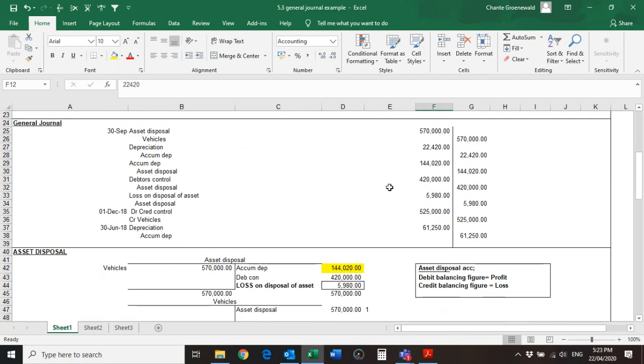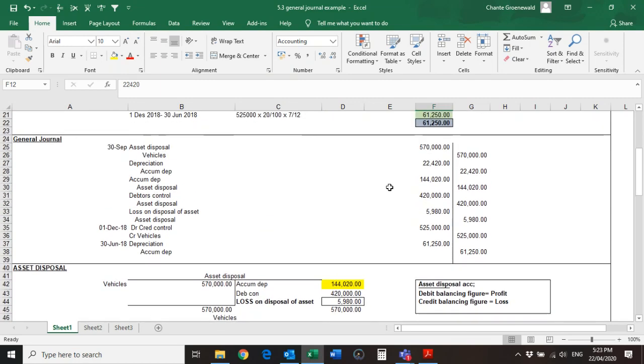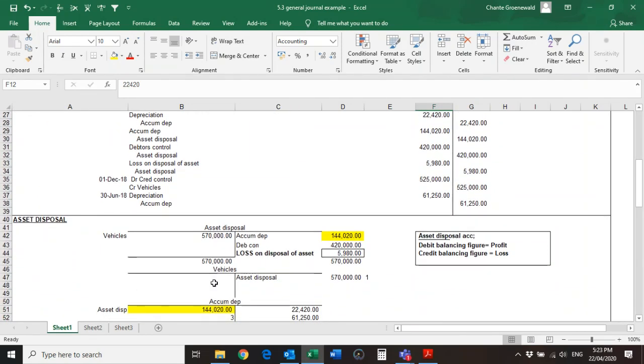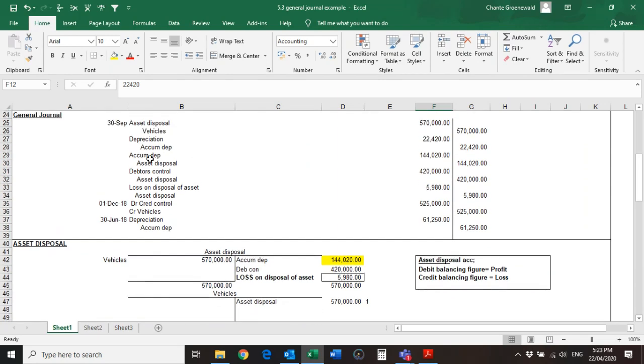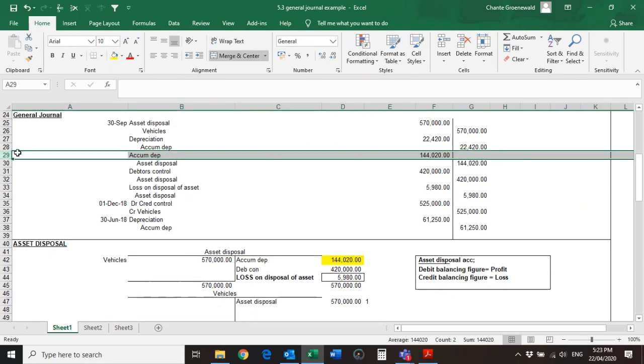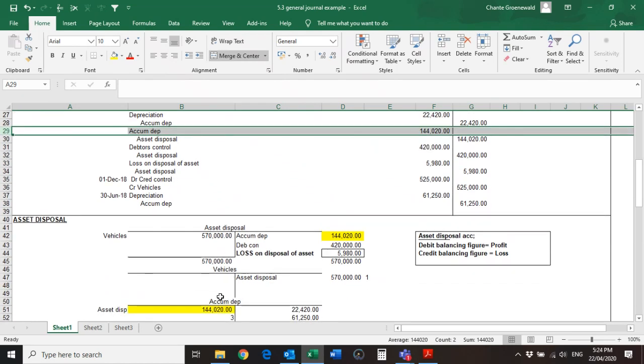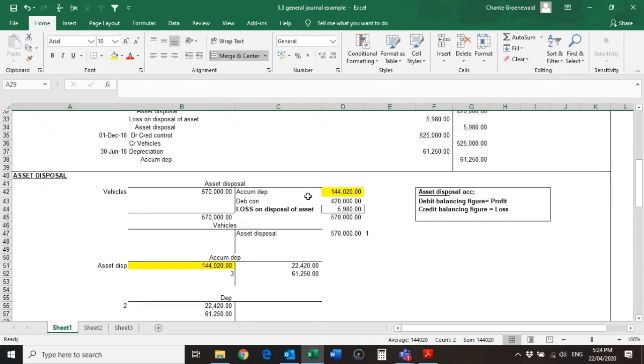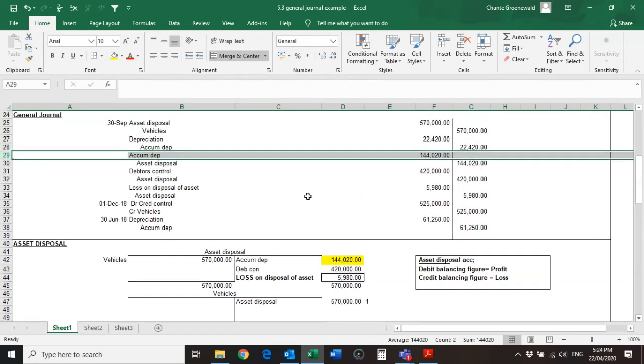How do I show that in my general journal? You're going to show me, ma'am, I debited my accumulated depreciation. Debit always stands first, it's always written first. So you're going to say, ma'am, I debited my accumulated depreciation account with 144,020. Then I credited my asset disposal account with 144,020.